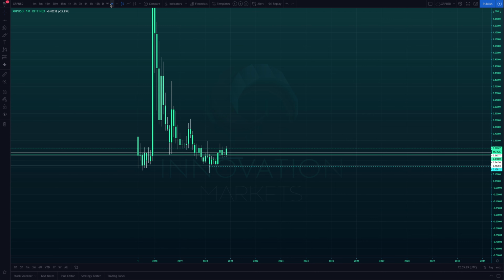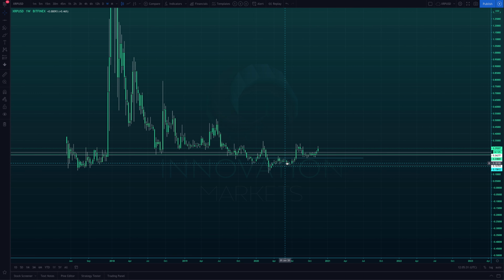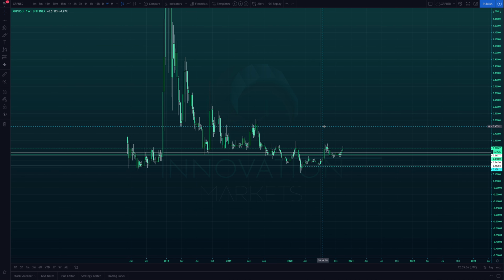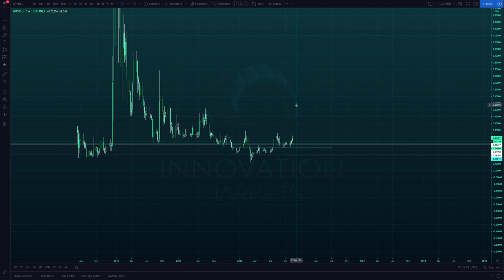And as you can see now, if I go to the weekly, we're starting to slowly but surely progress higher. So we've got a good key indicator here that the market could potentially be turning around now. We now need to monitor to see if there's going to be any corrections to the downside. And then we have further confirmation.